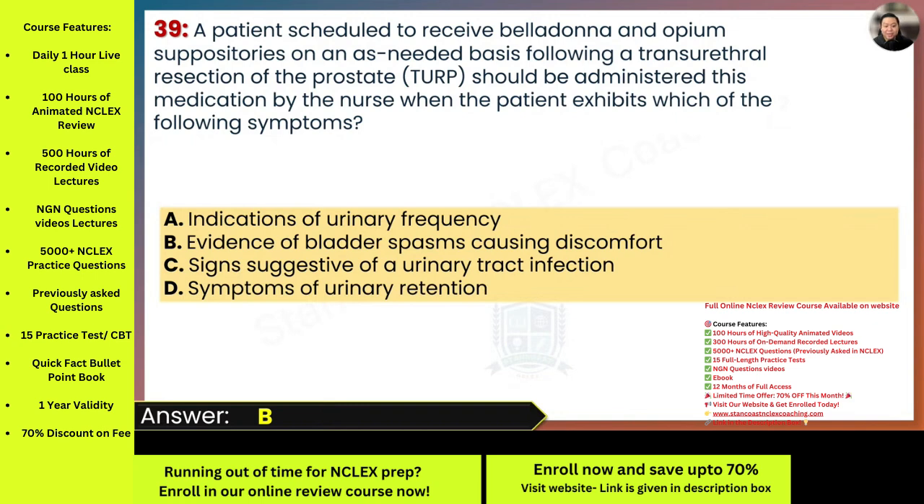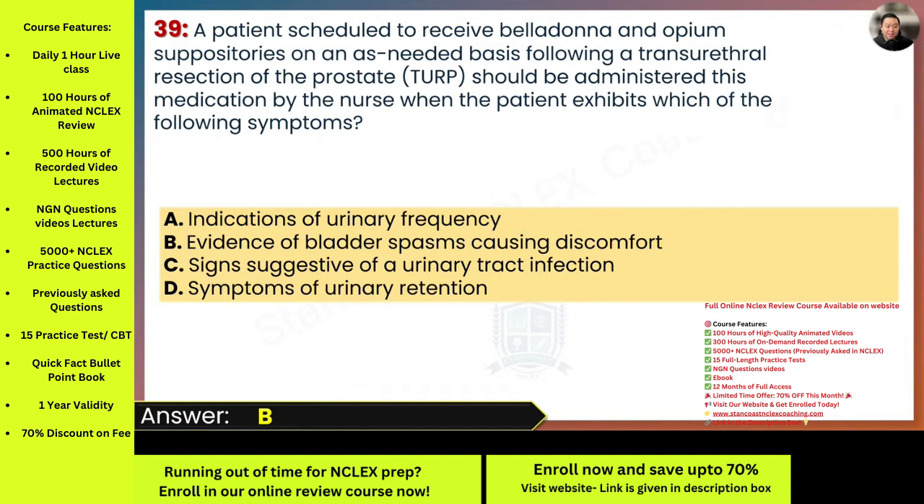And the belladonna and opium suppositories are prescribed to help relieve these spasms. This medication is anticholinergic. This will help relax the muscles of the bladder, while the opium component has analgesic effects, which will help relieve the discomfort as well. Now, letter A is incorrect.